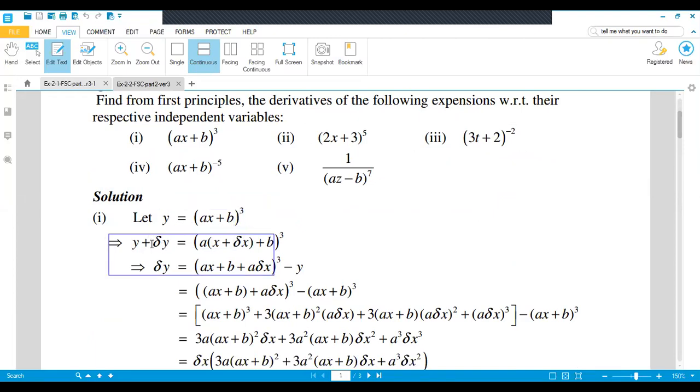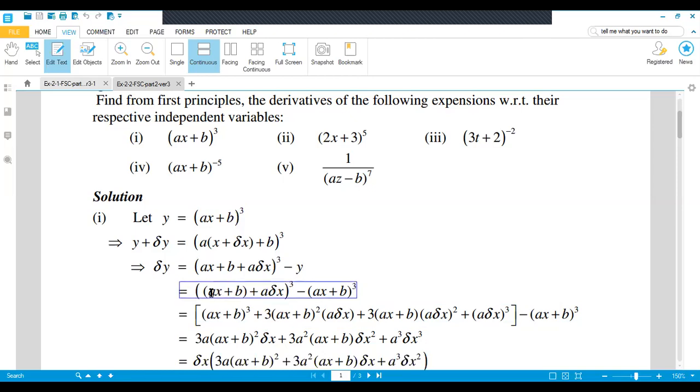Delta y is added on the left hand side, and where you find x on the right hand side you add delta x. So y plus delta y equals (a(x plus delta x) plus b) whole cube, and y is shifted to this side, so it will be negative y, just like you did in the previous exercise. This a is multiplied with the bracket x plus delta x. Now if you check, ax plus b is common in both, so you take ax plus b common, you can do it like that, or you apply the whole cube formula.